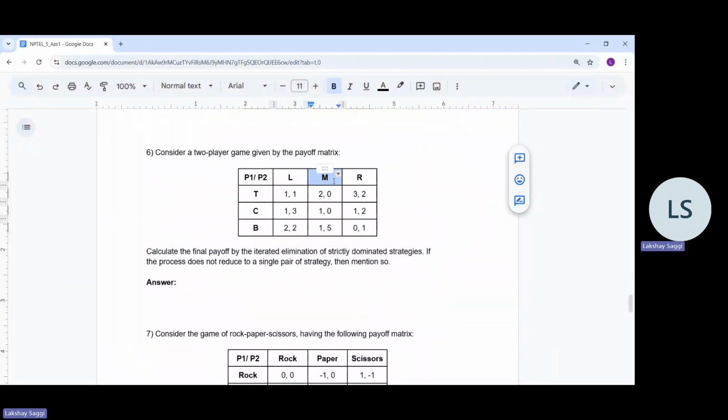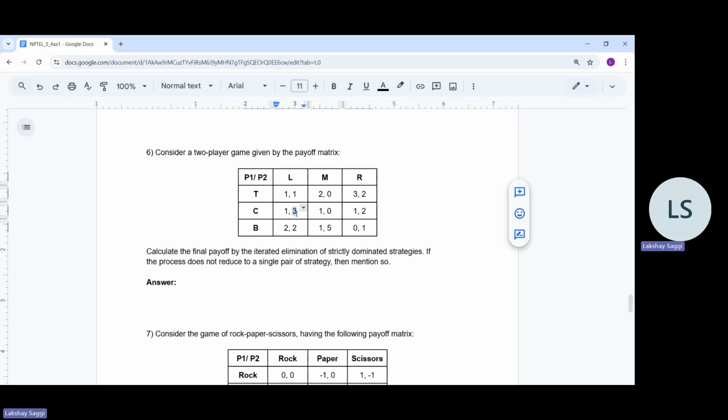I don't know if there will be any strategies which strictly dominate. Let's just try out all the strategies. So between L and M, these are strategies for the column player, so we'll look at the second values of the matrices. If the row player plays T, then 1 is greater than 0, so L is the strictly better choice.